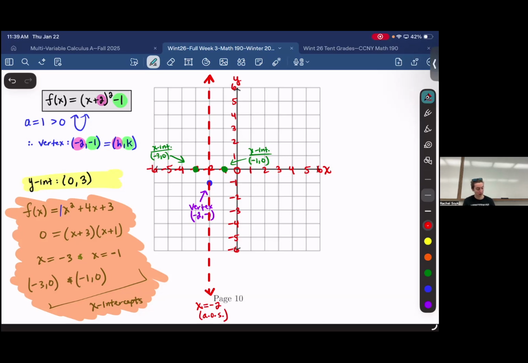And then we can plot our y-intercept, which is 0, comma 3, and then reflect it across our axis of symmetry. It's 2 units, so it goes over here. Now we have a decent number of points to just connect the dots and create our U-shaped parabola.